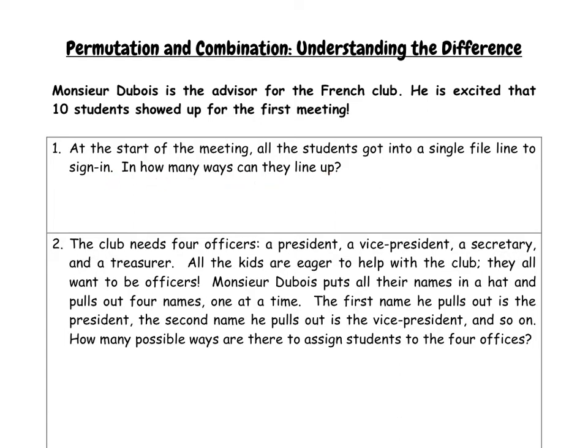So we're looking for the number of ways that the students can line up. And if you think this through here, there are 10 spots in line, right? There's the first person in line, the second person in line, all the way down to the 10th person in line. So there's 1, 2, 3, 4, 5, 6, 7, 8, 9, 10 locations in line. And we're looking for the number of ways that they can line up. That means we're looking for the number of arrangements, the number of ways that we can take all 10 of the students and put them in these spots in line.